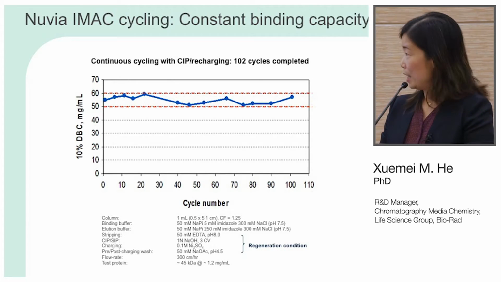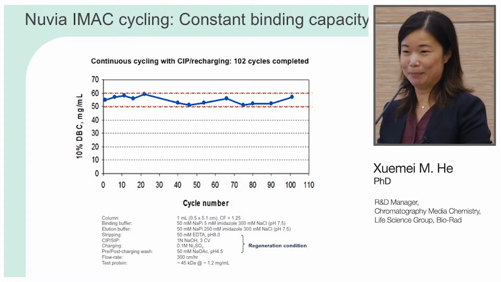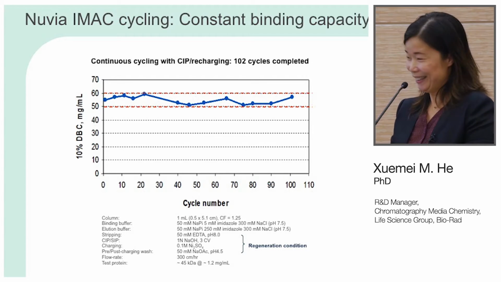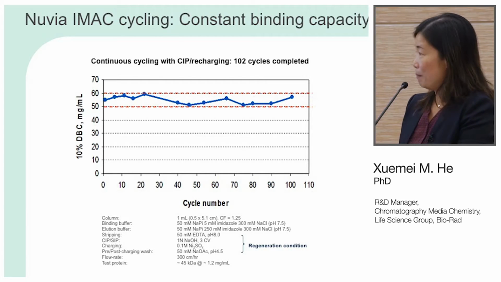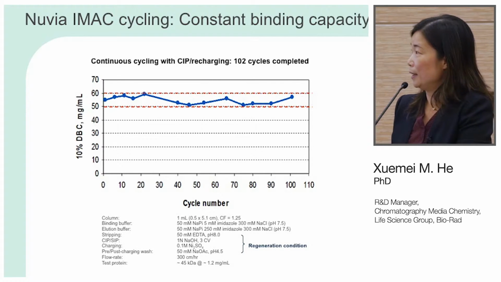And now you see here, from cycle 1, we just went all the way to 102. Since we didn't see much difference in binding capacity, we just stopped. It's just like an energizer bunny, keep going on and on. And you see there's not much, besides the variation of the feed, we don't really see any change of the dynamic binding capacity.